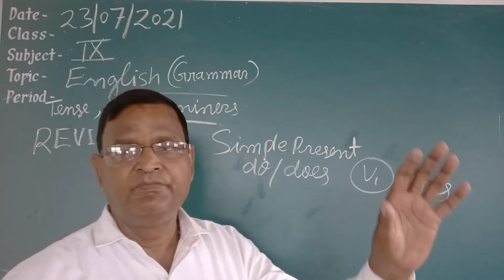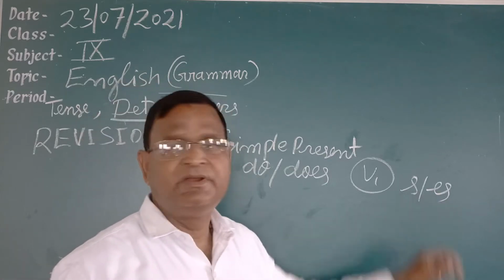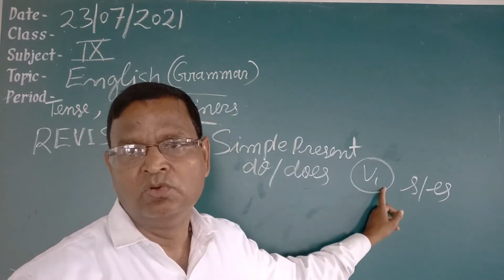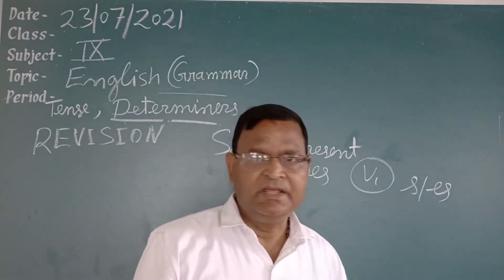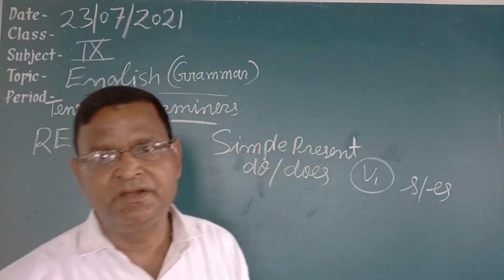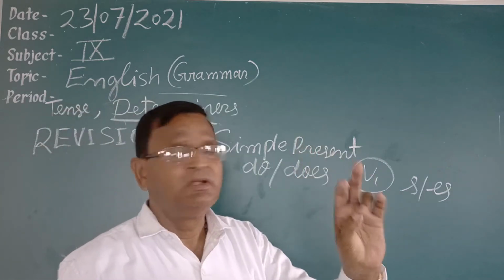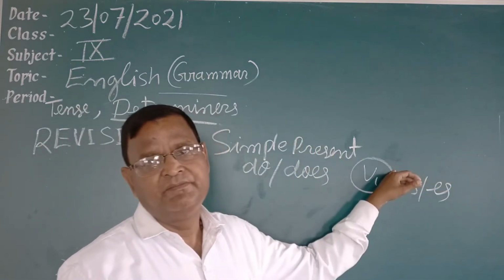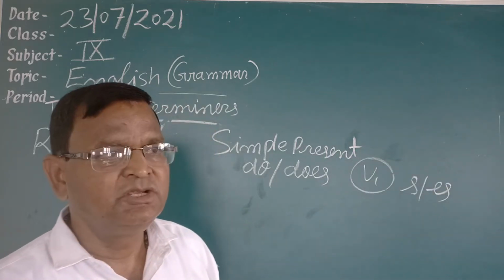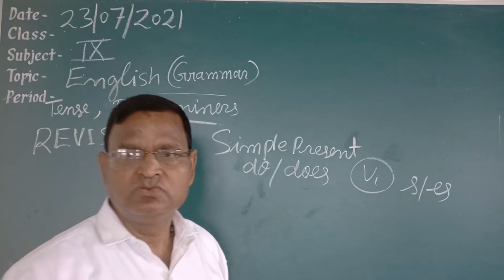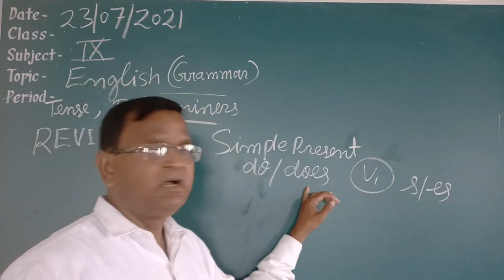You have studied he goes to school. He is a singular number subject, so es has been added with the first form of the verb go. I write a letter. Here es is not added. I have told you the rule that if the subject is I, you and plural, then s, es is not added. He goes to school, we play cricket, she cooks food. She is singular number, so s has been added there.